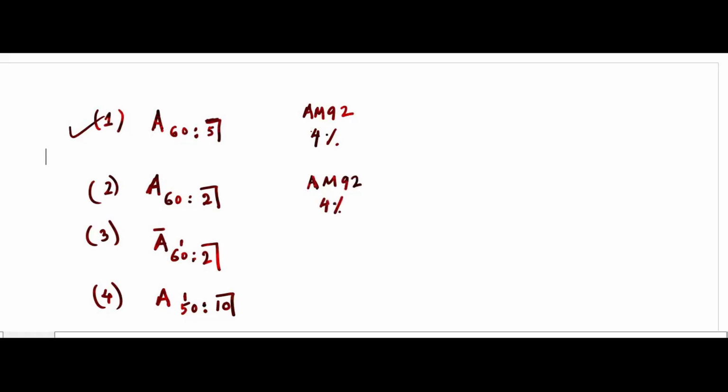Interest rate and mortality. Okay. Here AM92, 5%. How can you find this value A65? Directly from the table you are saying, right? Okay. Done. Yes, sir. Who can answer number 2?